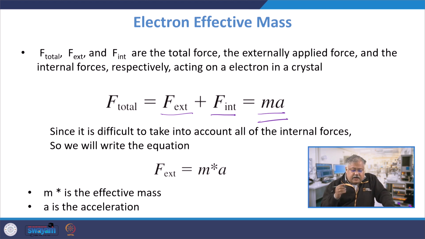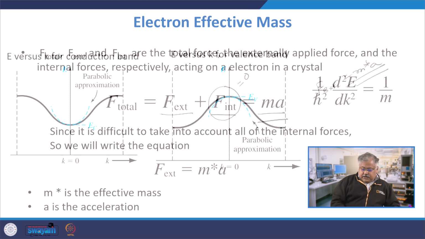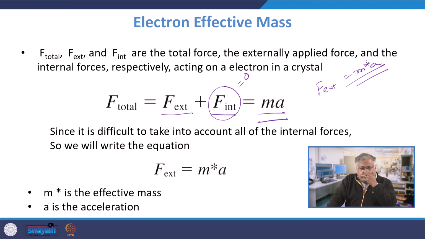what we say is that if I assume that all the internal forces will balance out each other and this will be effectively equal to 0, my F external is given by m into a, and let me add a term here, m star into a, where m star is the effective mass and a is the acceleration. Now I will try to explain to you the meaning of effective mass here, right? And then, from the E-K diagram also, we can predict the value of effective mass, which we will do in the next slide. But let's look at the concept of effective mass.